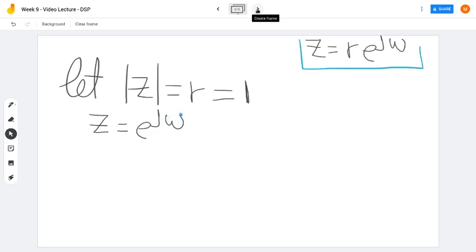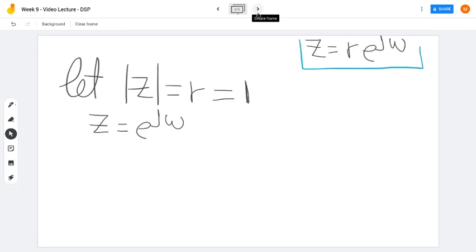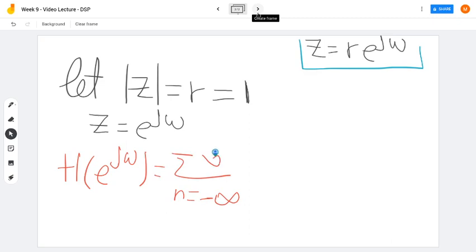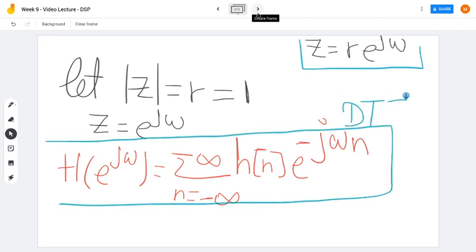And now, if we go back to this expression of H of z and replace z by e to the power j omega, we will get H of e to the power j omega, which is the frequency response of the system. So H of e to the power j omega will be equal to the summation over n going from minus infinity to positive infinity of h of n e to the negative j omega n. And this is basically the definition of the discrete time Fourier transform.